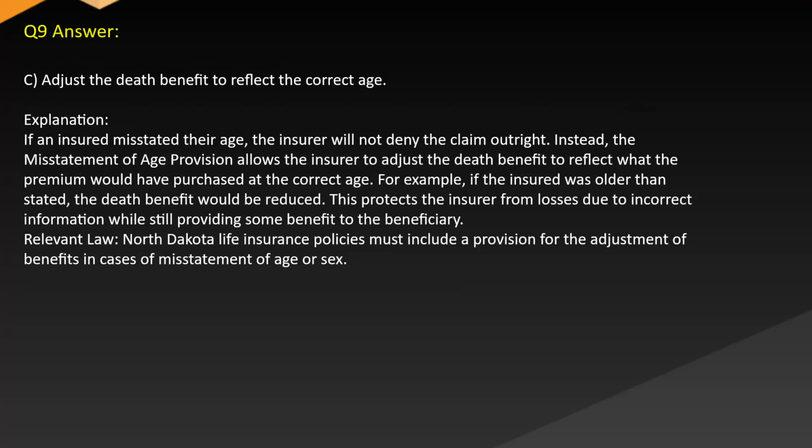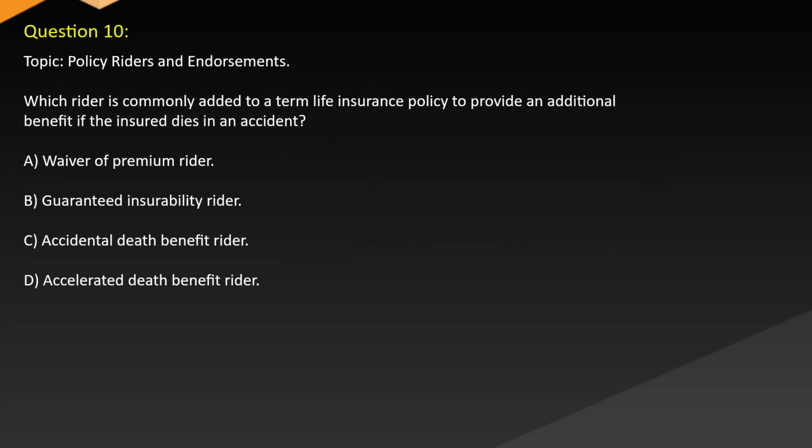Answer: C. Adjust the death benefit to reflect the correct age. Explanation: if an insured misstated their age, the insurer will not deny the claim outright. Instead, the misstatement of age provision allows the insurer to adjust the death benefit to reflect what the premium would have purchased at the correct age. For example, if the insured was older than stated, the death benefit would be reduced. This protects the insurer from losses due to incorrect information while still providing some benefit to the beneficiary. Relevant law: North Dakota life insurance policies must include a provision for the adjustment of benefits in cases of misstatement of age or sex.